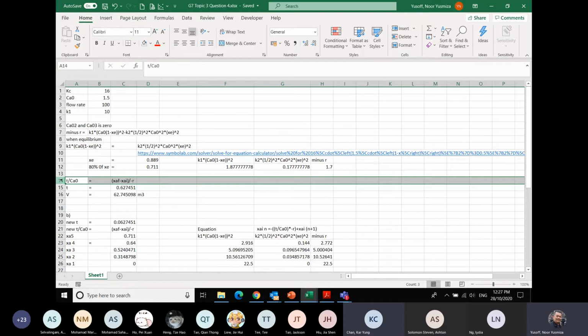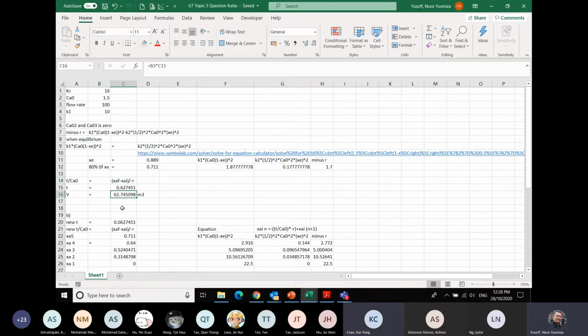I remember the question that I asked earlier. The design equation consists of what variables, or how do you relate the variables? This is tau over CA naught equals XAF minus XAI, these are conversion, over minus RA, so this is the rate of reaction. Remember that tau is nothing but V over V prime, right? So we can have the rate also in the design equation. Okay, please proceed. So the question A is done.